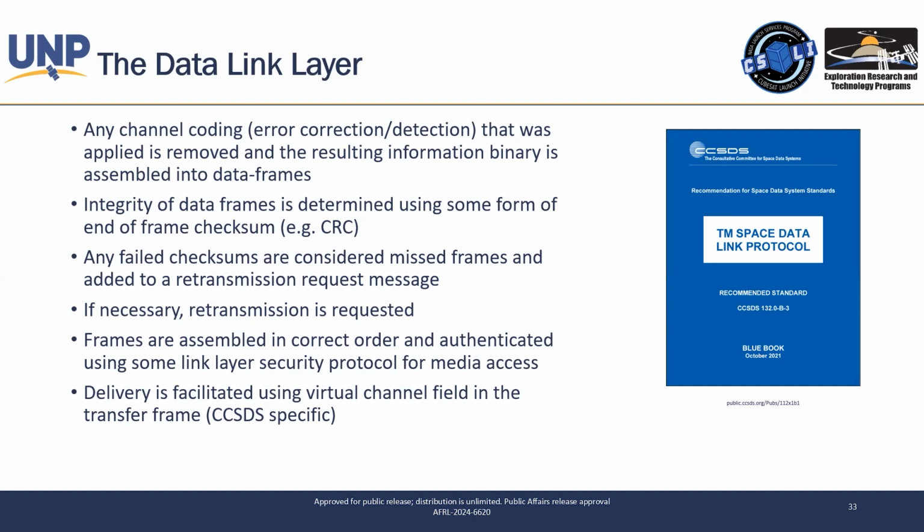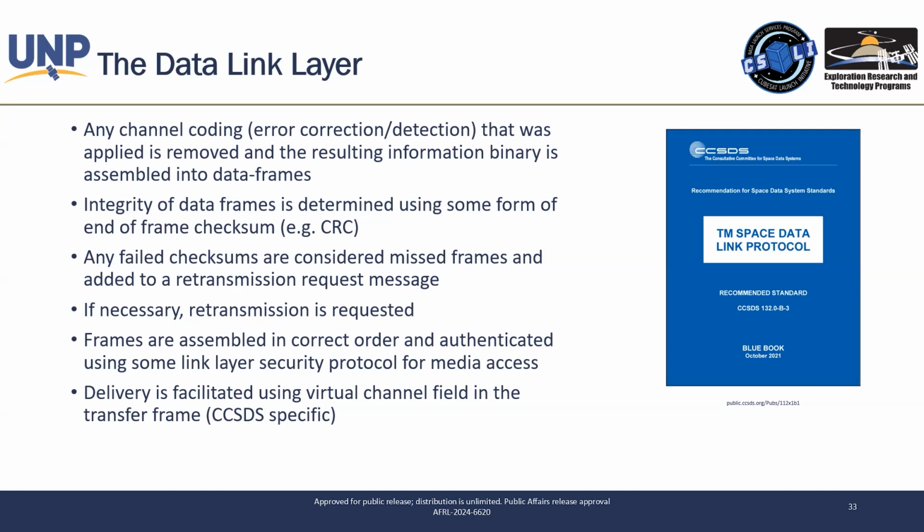So channel coding helps to detect and correct any errors, any bit flips that occur in that binary stream that was applied. You can remove that, and the resulting information is the binary that you sent in the first place. So what you take out of demodulation isn't necessarily the information that you sent. It's just these sort of source code symbols that you then have to map into the information. We'll check the integrity of those data frames, determined with some sort of end of the frame checksum is typically how that's done. Any failed checksums are assumed to be a bad frame, and then you request retransmission.